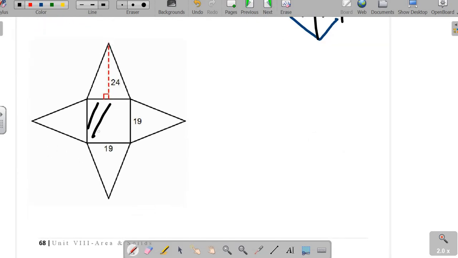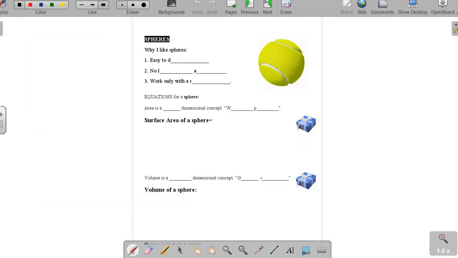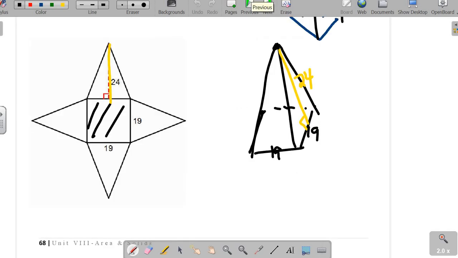This, you have a square base. Square base pyramid, and that 27 is a slant height. It is not the true height. The way it folds up, that's a 24. And that would be 19 and 19. Okay, so surface area, you need to be able to go 2D, 3D, 3D, 2D.